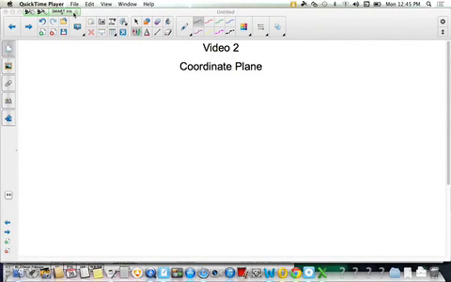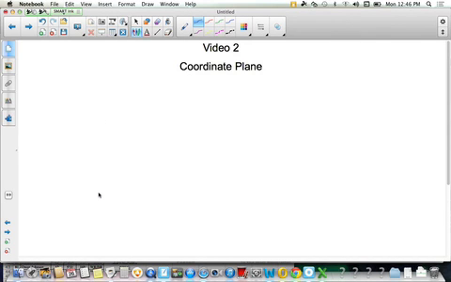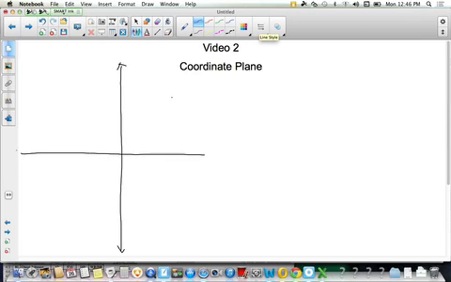Video 2 is going to be on the coordinate plane. A coordinate plane is a vertical and a horizontal axis. In the first section we talked about just a horizontal axis, just a horizontal line. A coordinate plane now is going to be a vertical line and a horizontal line, each of them with some hash marks on it.